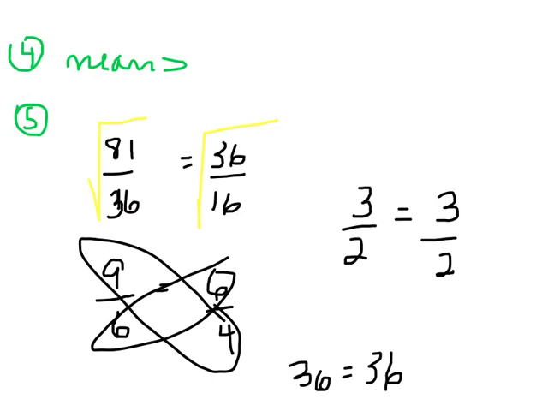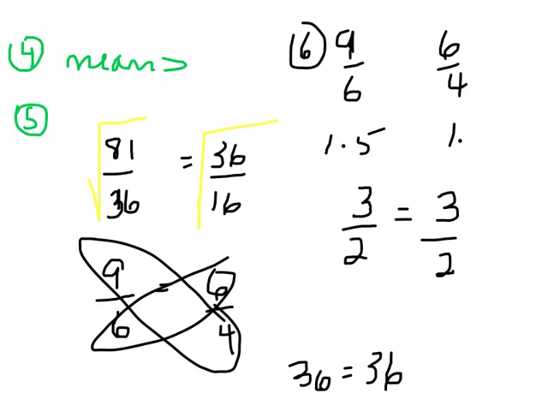It says express each of the ratios of your proportion in decimal form. On number 6, they ask you to square root both sides, and you had 9 over 6 on one side and 6 over 4 on the other. If you divide those out, you get 1.5 on both sides. They're trying to show you proportions are great ways to solve equations, and a proportion is two fractions that are equal. We can build them to help us solve problems.